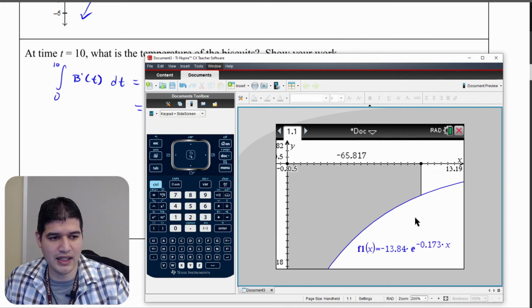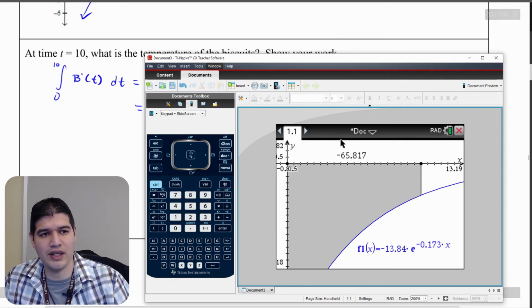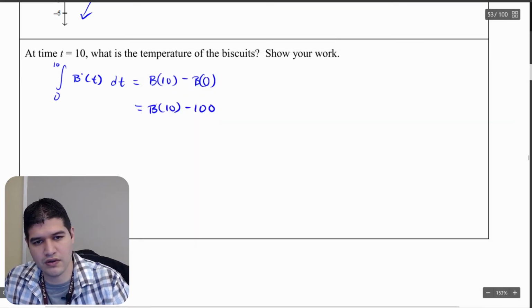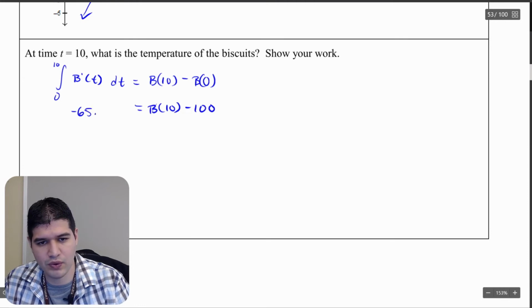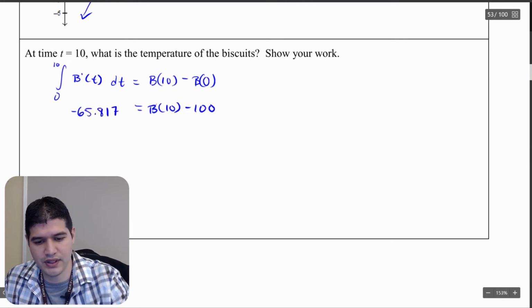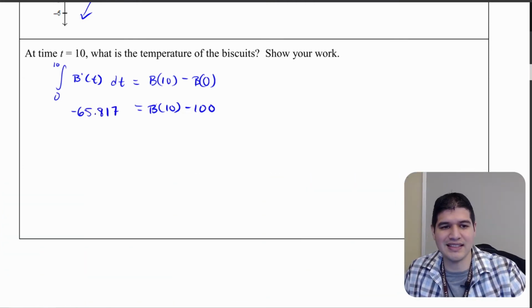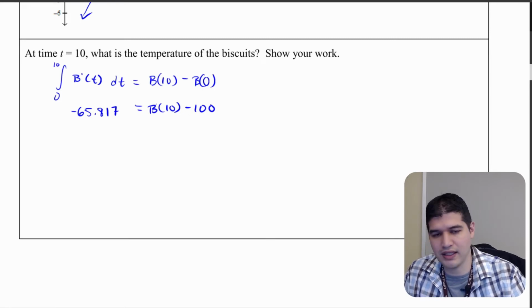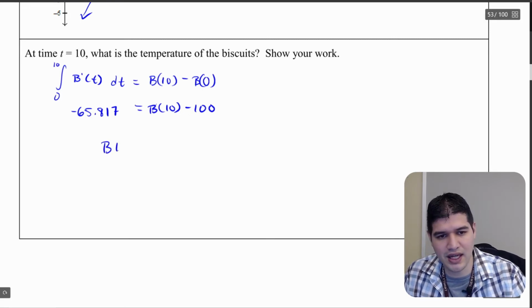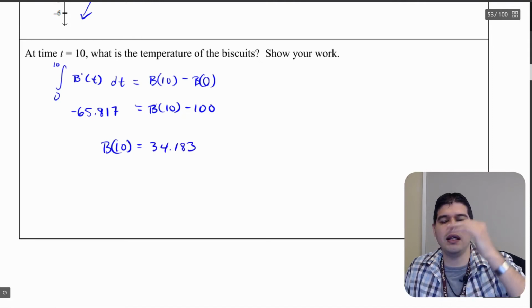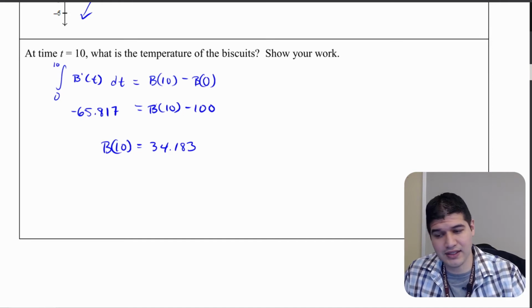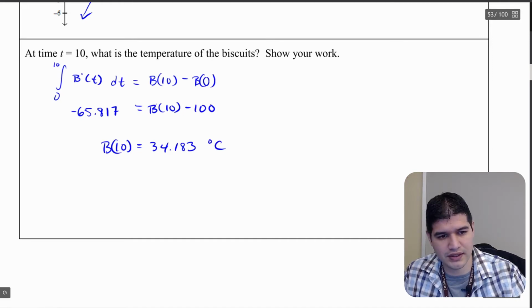And the value that I get is negative 65.817. So all I need to do is add 100 to both sides, and I'm going to get that b of 10 is going to be equal to 34.183. And the units in this case are degrees Celsius.